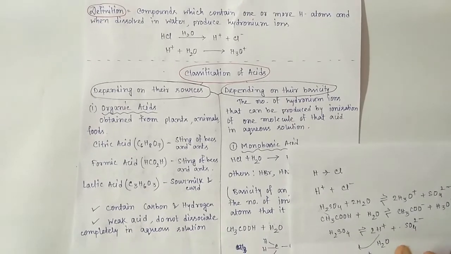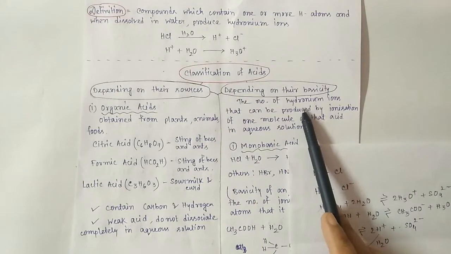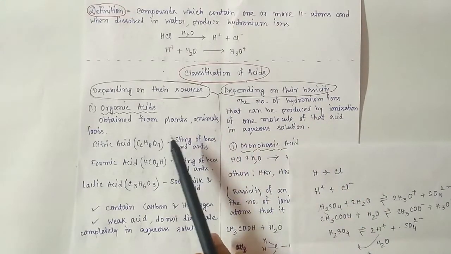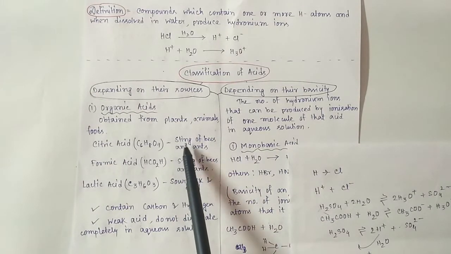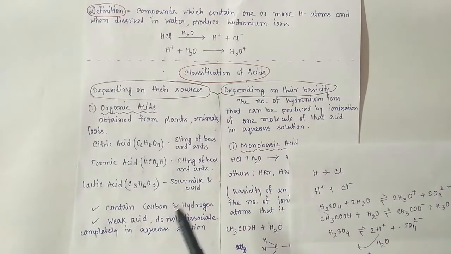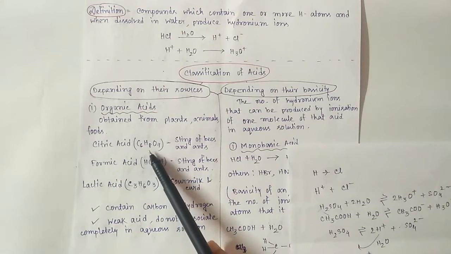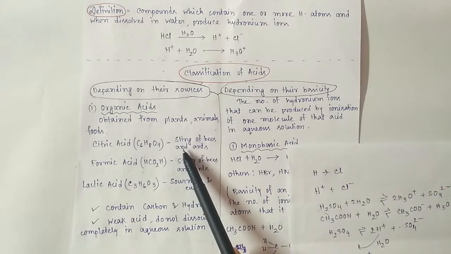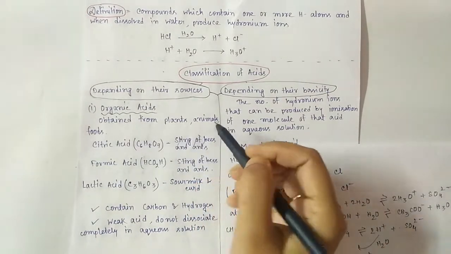So now move on to the classification of acids. Acids can be classified in 2 categories, depending on their sources and depending on their basicity. According to their sources, acids can be divided into organic acids and inorganic acids. Organic acids are generally obtained from plants, animals, foods, and they generally contain carbon and hydrogen. For example, you can see citric acid, C6H8O7. Actually, it is present in citrus foods like lemon or oranges.